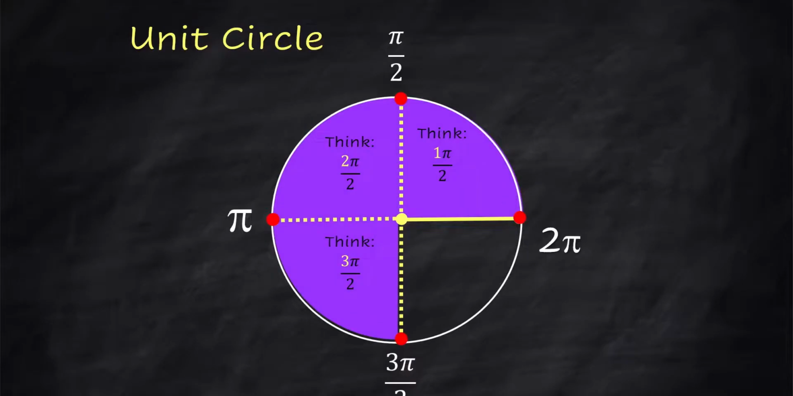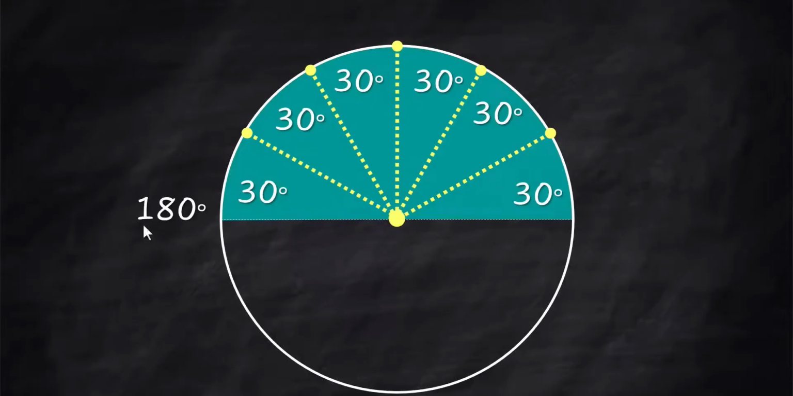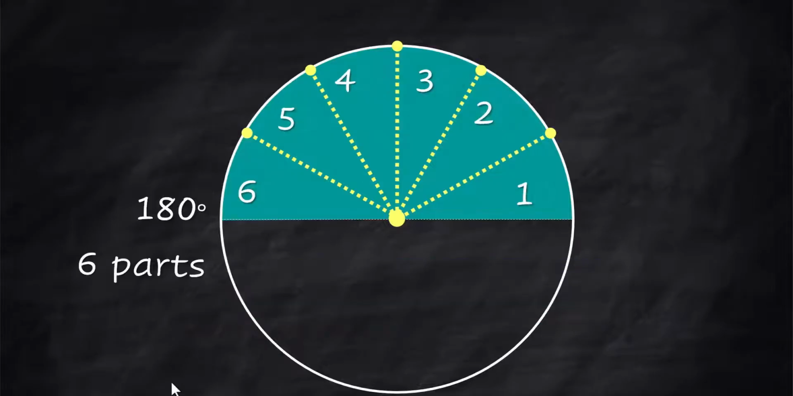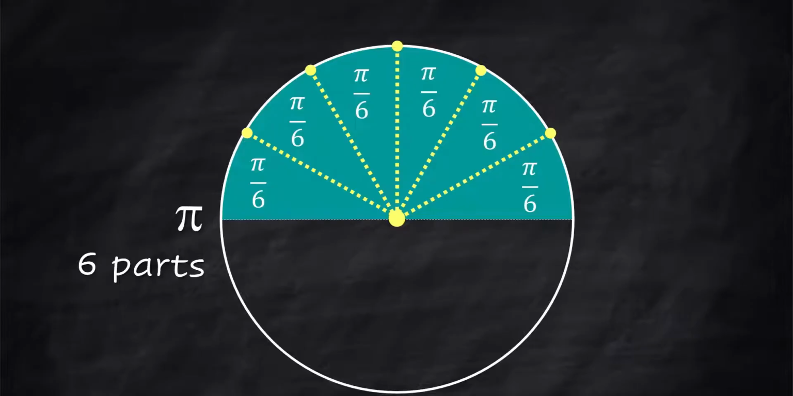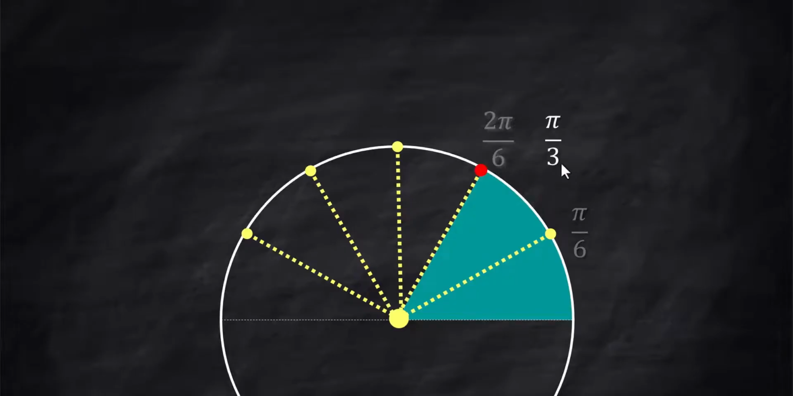All right, let's find the rest of the points. We're going to start with this 30-degree angle, and I want you to think about this. You know that this is 180 degrees, and so this whole top part has how many 30-degree angles in it? It has 6 of them. So that means pi is split into 6 parts. Well, that means each one of these little sectors is pi over 6. So let's look at the angles. The very first one is 1 pi over 6. The second one is 2 pi over 6, but that's not in lowest terms, and so we're going to put that in lowest terms, and this one is going to be pi over 3.